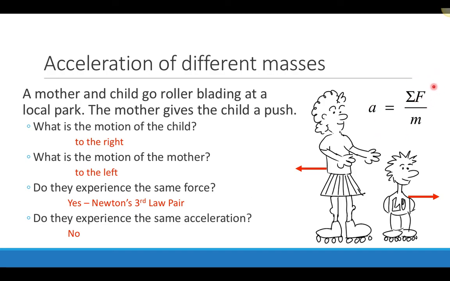Acceleration depends on the force applied and the mass. They both experience the same force, but the mother, we can assume in this picture, has a much larger mass. So the mother's acceleration will be less, and the child, who has a smaller mass, will have a greater acceleration. So same force, but different acceleration based on the mass of the object.